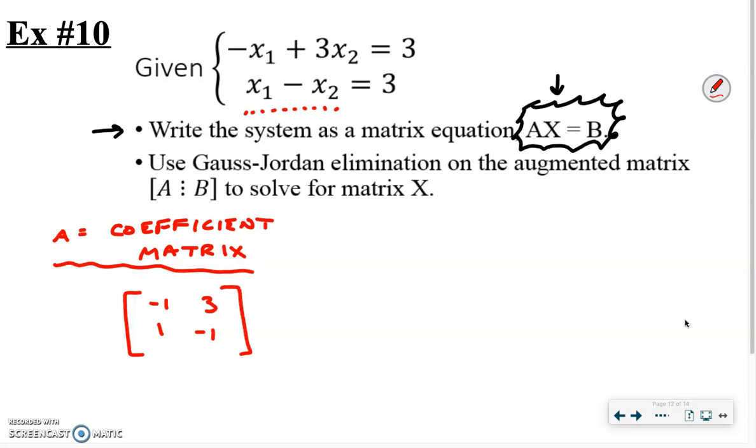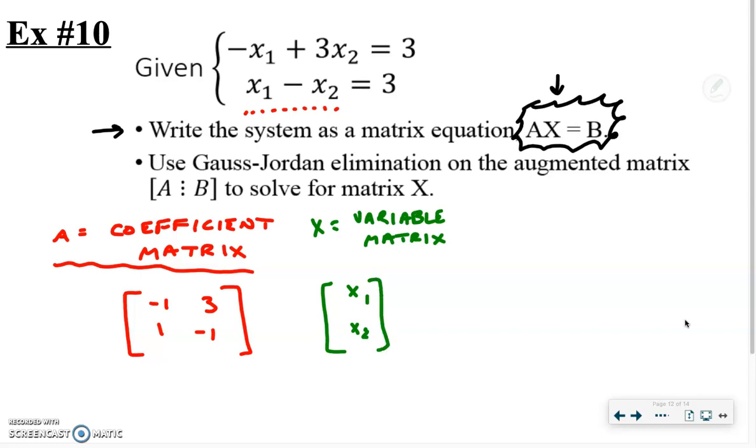But this is what we would refer to as the coefficient matrix. All right, so now the new one, matrix X, like I said, brand new, haven't talked about this before. This is what we call the variable matrix. So the variable matrix is exactly that. It's going to be the variables. So as we look up here, the variables that we have are x1 and x2. So this is what it's going to be referred to as the variable matrix.